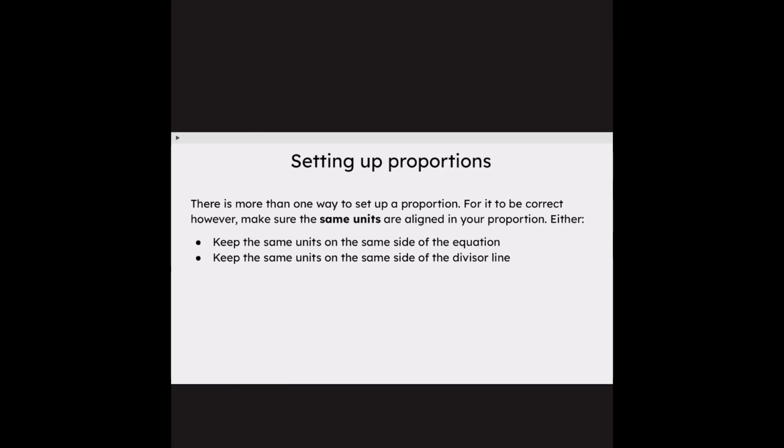There's more than one way to set up a proportion, but for it to be correct, you need to make sure that you have the same units. You need to make sure that the same units are aligned in your proportion. So either keep the same units on the same side of the equation or keep the same units on the same side of the divisor line.